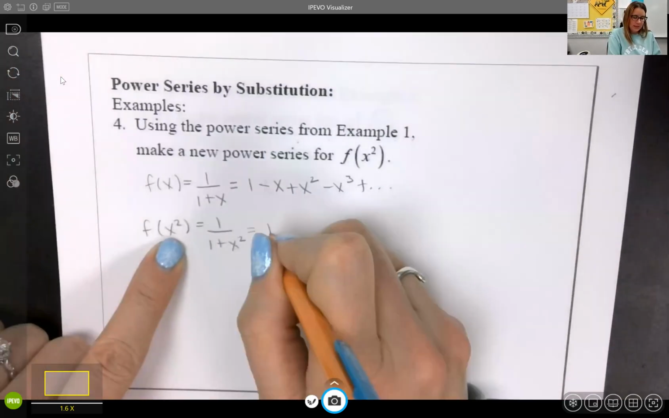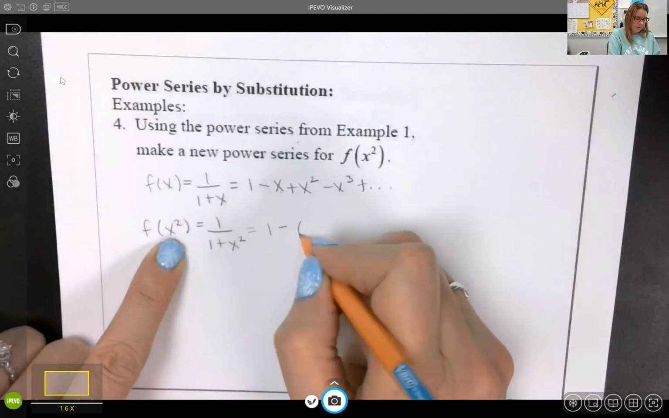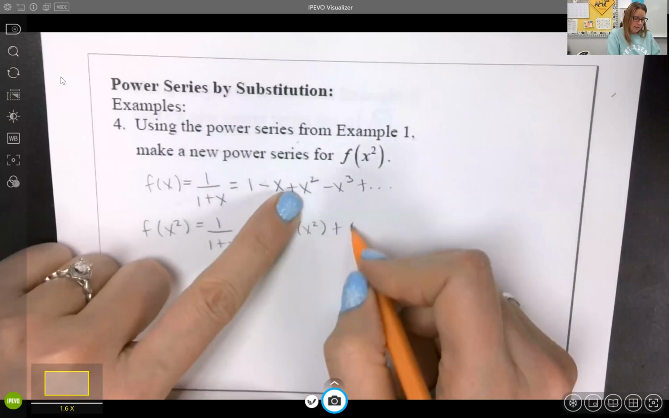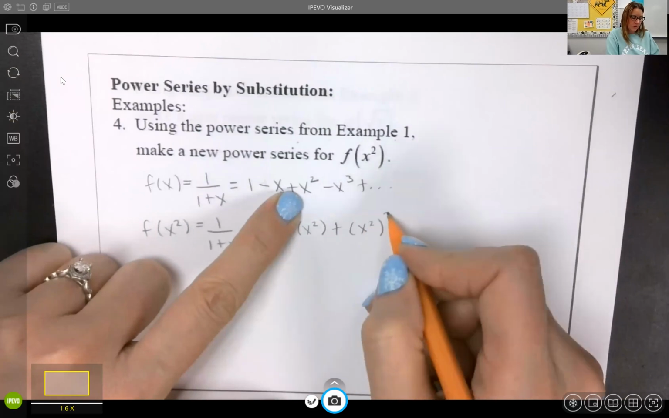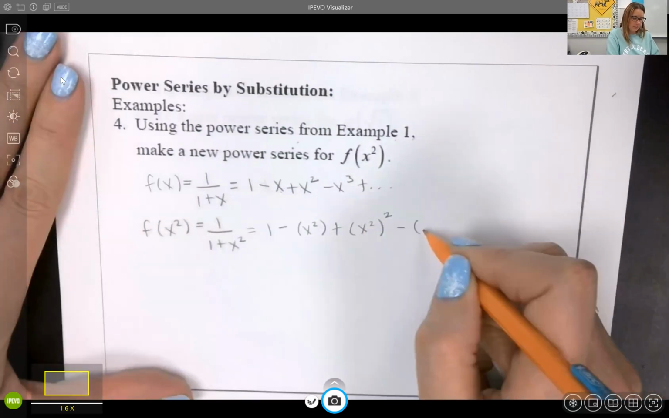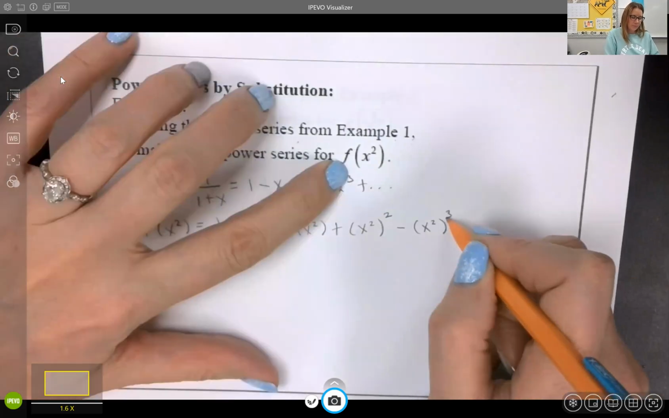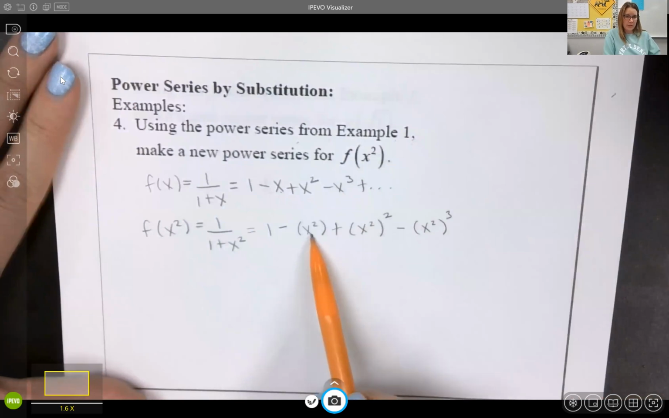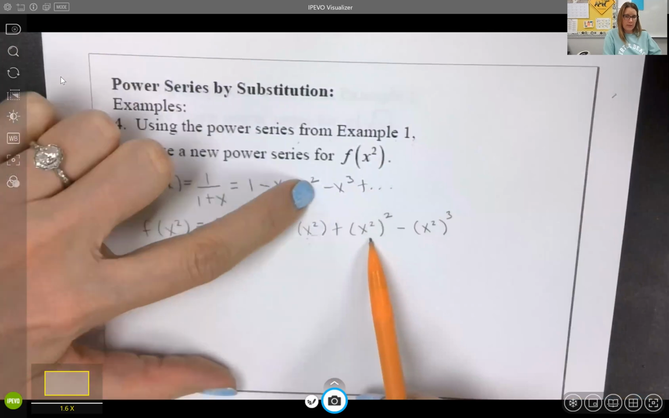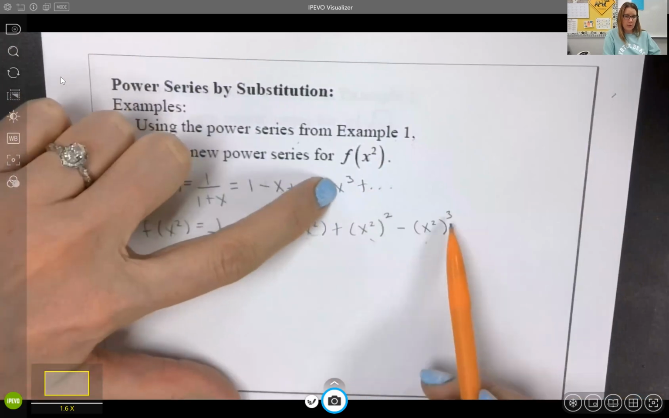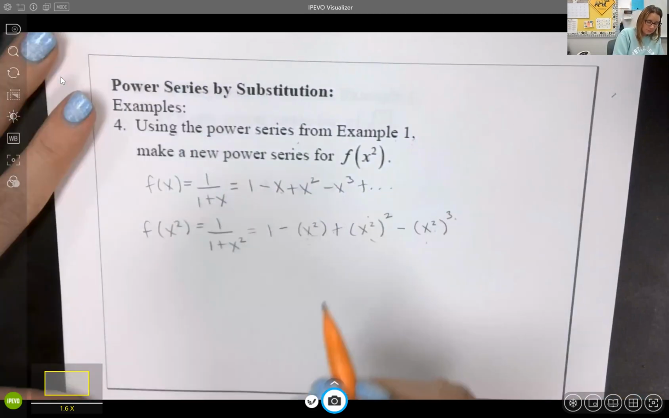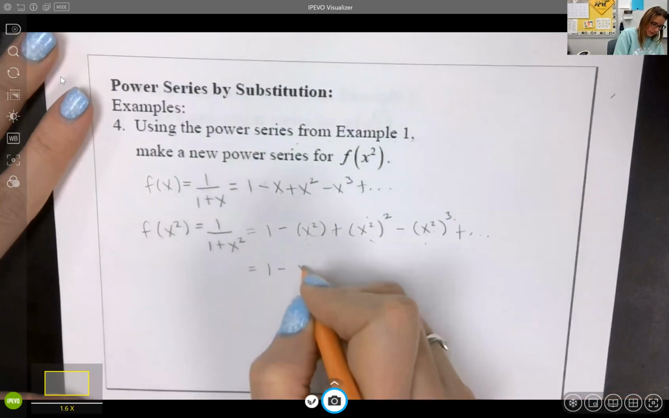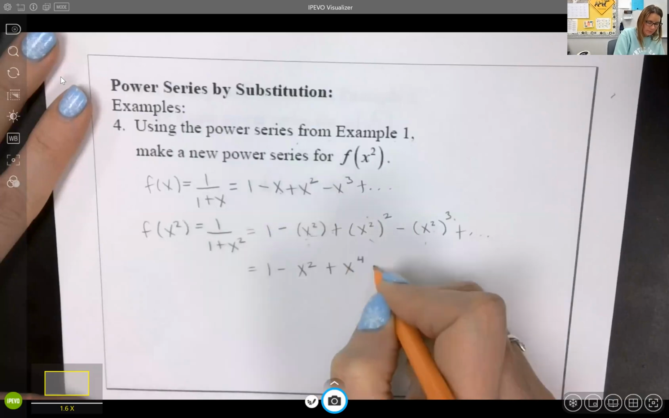So 1 minus, and instead of x, I'm going to do it in parentheses, I write x squared. Okay? And then instead of x here, I put x, and then that's squared. Instead of x here, we put x squared, and then that's cubed. So everywhere I had an x is my parentheses. So x went here for this one, x went here for this one, and x went here for this one. Okay, so x cubed, x squared. So if we simplify that, we get 1 minus x squared plus x to the 4th minus x to the 6th.